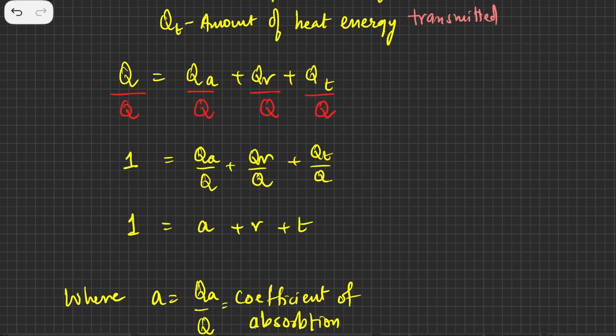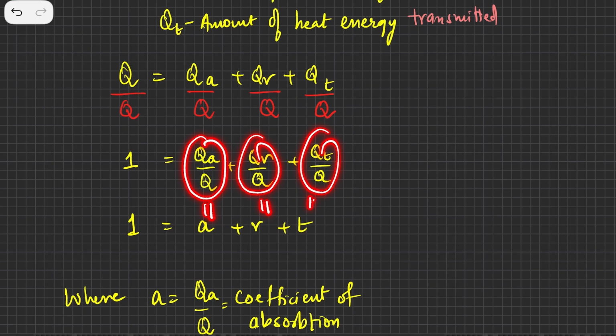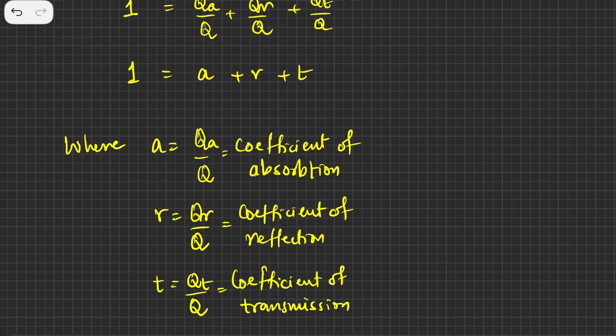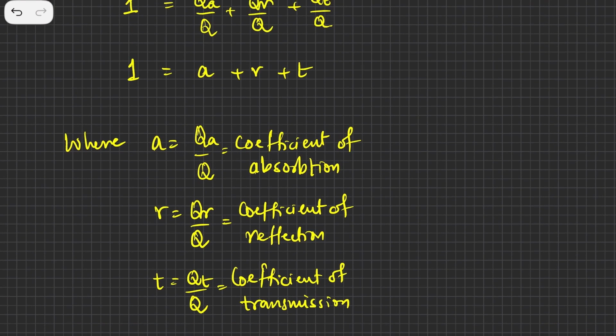QA is basically the amount of heat energy absorbed and Q is the amount of heat energy incident on it. Definitely this would be a lower value and this would be a higher value, and this ratio is what is written as A, this ratio is written as R, and this ratio is written as T. So A is called the coefficient of absorption, R is the coefficient of reflection, and T is the coefficient of transmission.